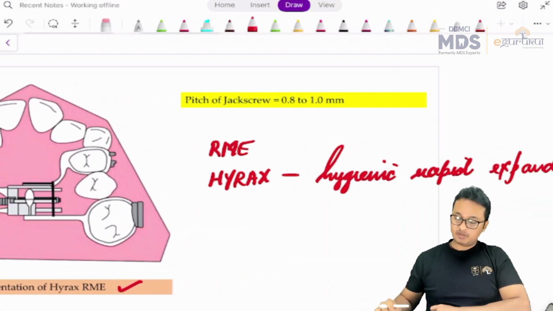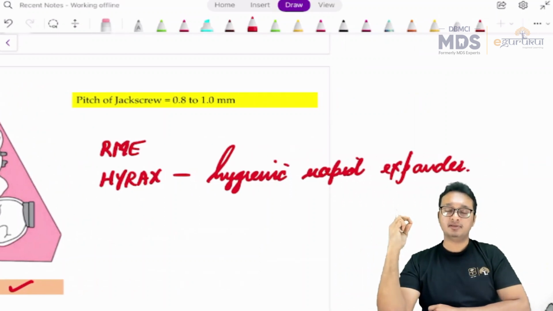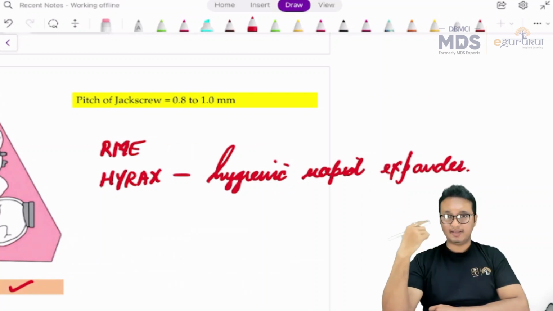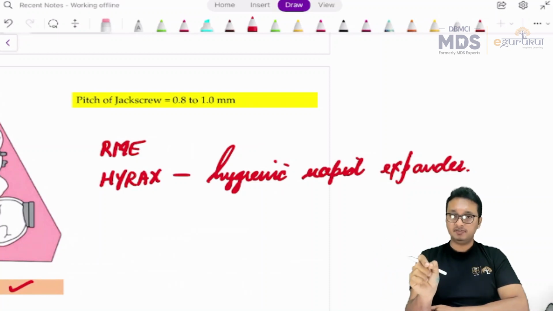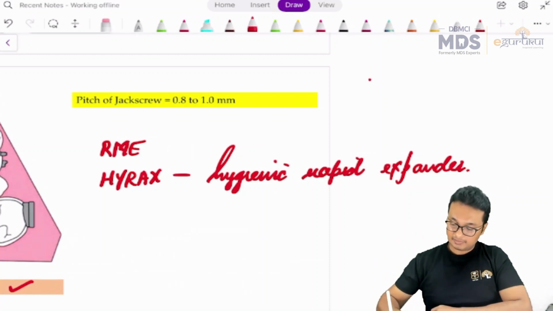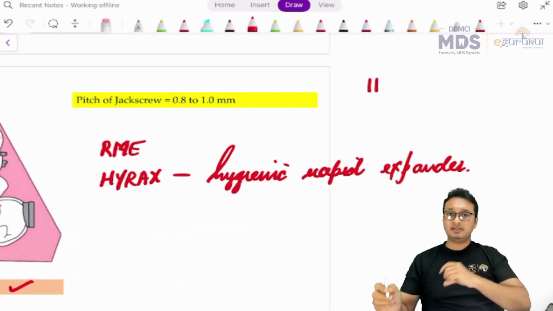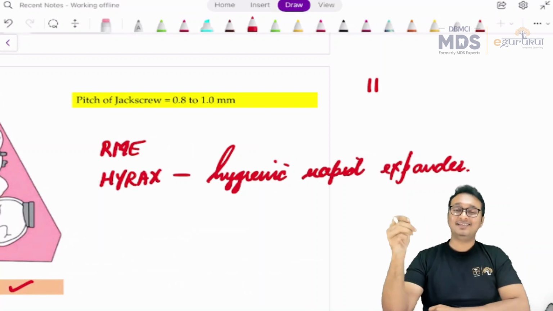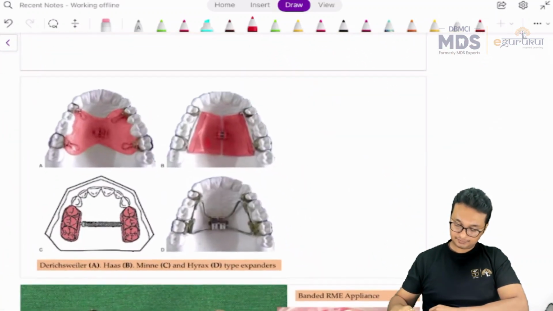Now, what is the pitch of the jack screw, or pitch of the Hyrex screw? That is approximately 0.8 to 1 millimeters. What is the meaning of pitch? Pitch means if you rotate the screw by 360 degrees, that is the amount of expansion you can achieve. That is the distance between the two threads of the screw. That is called the pitch, and that is equivalent to the amount of expansion which can be obtained by 360 degree rotation of the screw. That is called the pitch of the jack screw.